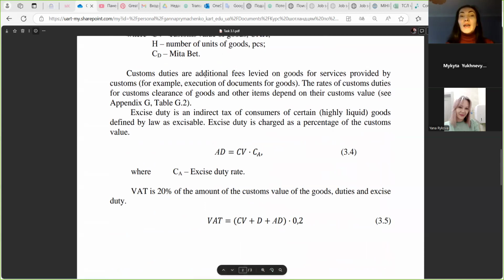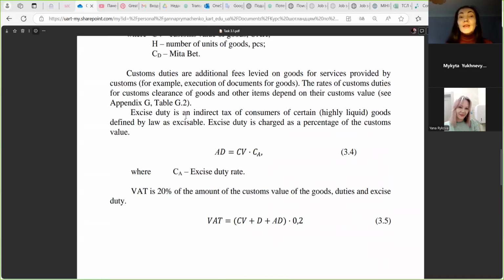Customs duties are additional fees levied on goods for services provided by customs. For example, execution of documents for goods. The rate of customs duties for customs clearance of goods and other items depend on their customs value, of course, and we used this table for our next formulas, table G.2.